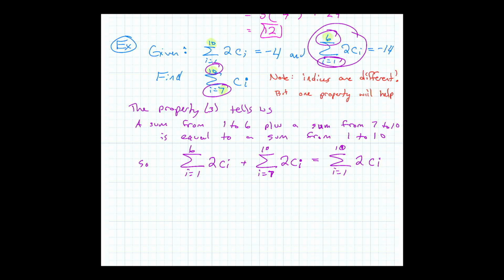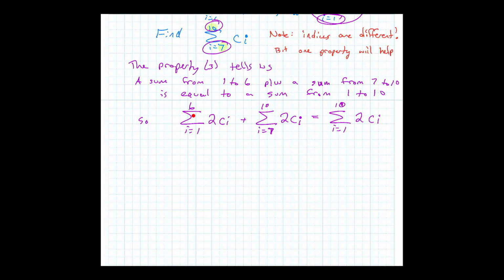So again, make sure you pay attention to this. You have to use the same thing all 3 times. You could have used ci, ci, ci, or 2ci, 2ci, 2ci. Doesn't matter. Just make sure you put the same one everywhere. All right, and hopefully this makes sense. So 1 to 6, 7 to 10, that's everything from 1 up to 10. And then this is 1 to 10 directly.